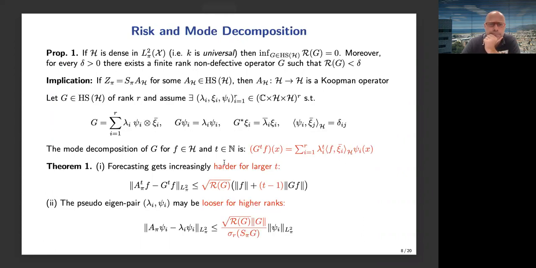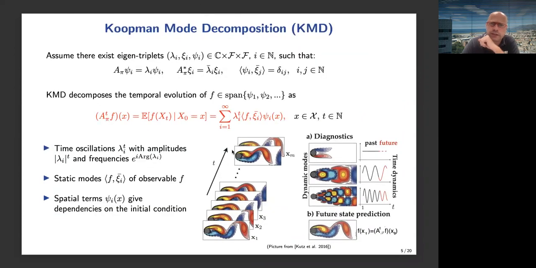Okay, so now I want to present some results which link the candidate estimator G, which will have a certain risk, to the mode decomposition. Which, as we saw before, is basically the spectral decomposition of the operator, and it is used to describe the temporal evolution of an observable.